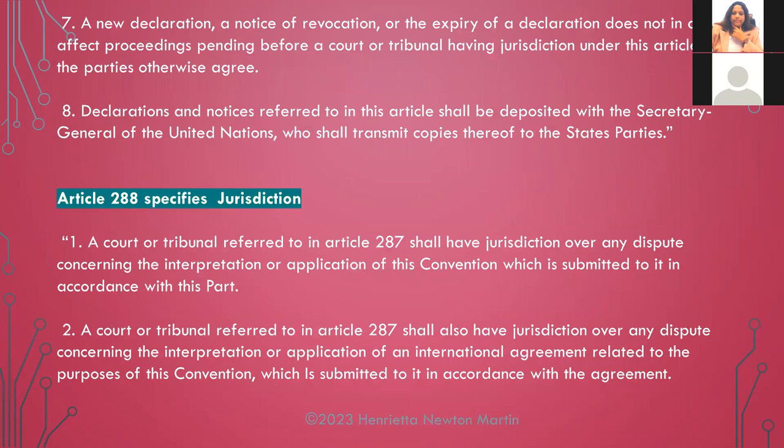Now, further, let's move on to Article 288. Article 288 talks about jurisdiction. A court or a tribunal referred to in Article 287 shall have jurisdiction over any dispute concerning the interpretation or application of the convention. Which convention? The United Nations Convention on the Law of the Sea, the particular convention in which this article is adumbrated. A court or a tribunal referred to in Article 287 shall also have jurisdiction over any dispute concerning the interpretation or application of an international agreement related to the purposes of the convention.